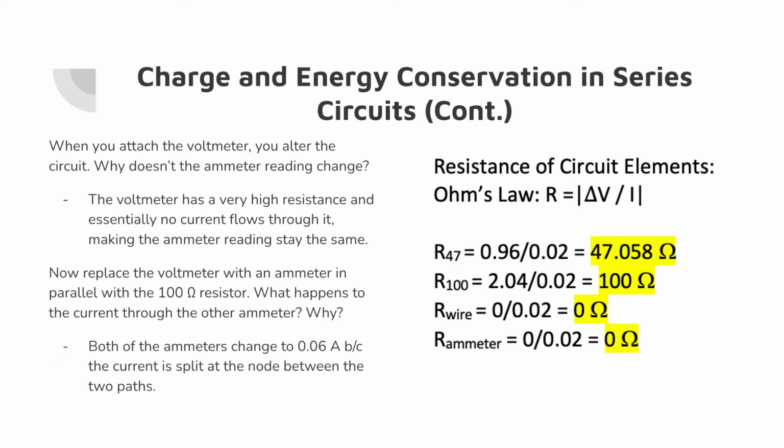I was asked to calculate the resistance of different circuit elements. I used Ohm's law, which states that resistance is equal to the absolute value of the potential difference across the component divided by the current. The results are as shown. The calculated value for resistance in the resistors is consistent with the lab document.